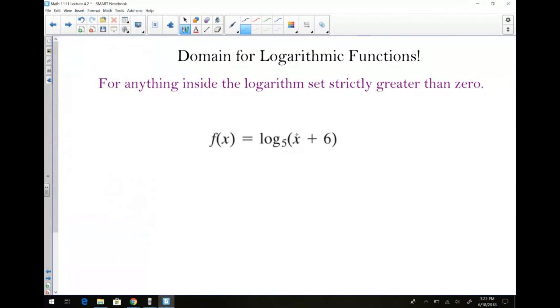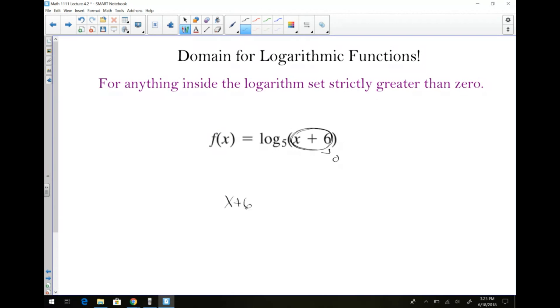That means that every single item inside of here has to be strictly greater than 0 for it to work. Now remember, this is not solving this whole equation, and it's not finding x-intercepts or y-intercepts or anything like that. It's just saying, hey, what x values can I plug in here for the equation to actually hold true? Okay, meaning, what can I put in there to where it won't be undefined?